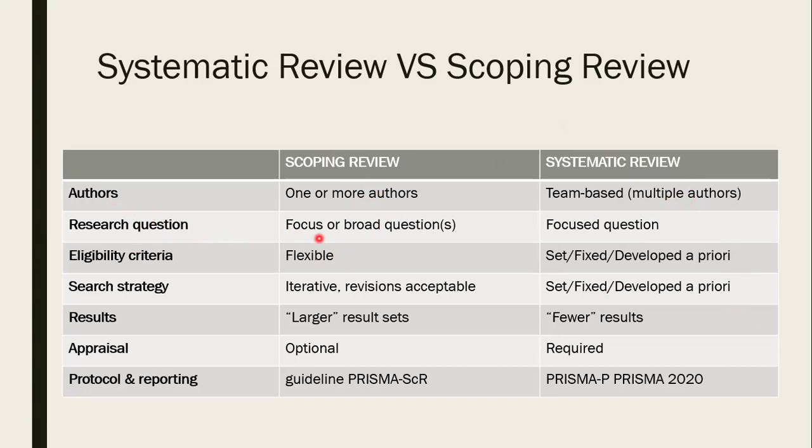Search strategy can be iterative and revisions are acceptable in scoping review, while in systematic review, search strategies have to be set, fixed, and developed. The results of the scoping review are larger result sets, while the systematic review has fewer results. Critical appraisal is optional in scoping review, while it is compulsory in systematic review. For protocol and reporting, we can use PRISMA guidelines for the scoping review, while we have a different set of guidelines for the systematic review.